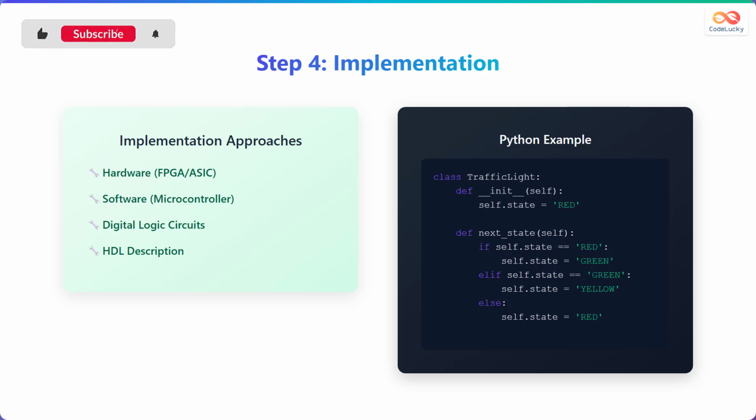Step 4 is implementation. With the state machine designed and the states encoded, you can now implement it in either hardware or software. Several implementation approaches are available: hardware using an FPGA or an ASIC, software using a microcontroller, digital logic circuits, and HDL description.